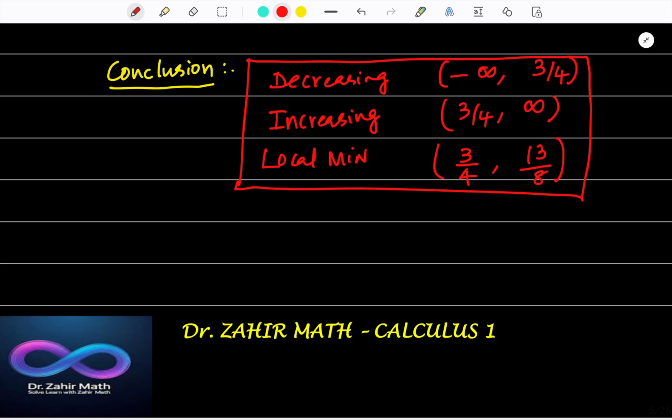Yes, alhamdulillah, we have completed 2 problems from topic 4.3 using the first derivative and table. Table means sign chart method, or table with sign, whatever it is. This is one of the most important topics in calculus 1.